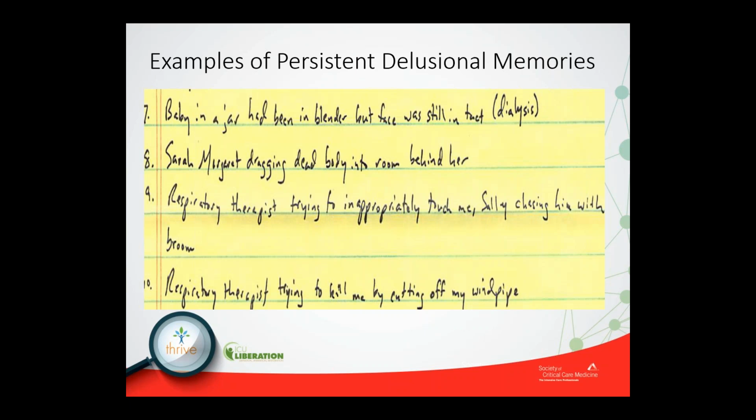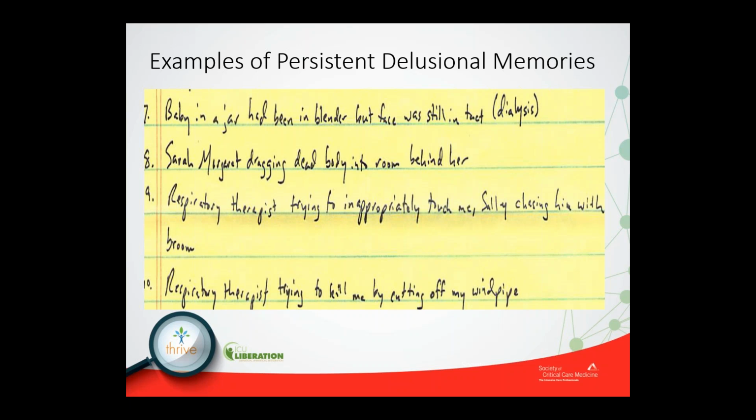This is a slide that's a bit hard to read here, but I included it because I do think it's important. You'll see yellow lines from a legal pad here, and you'll see scribbles from the hand of one of our ICU survivors, number 7 through 10 there. These are examples of persistent delusional memories that this gentleman had, memories that he had had in the ICU that were very terrifying to him, memories that even a year after leaving the ICU he continued to fixate on.